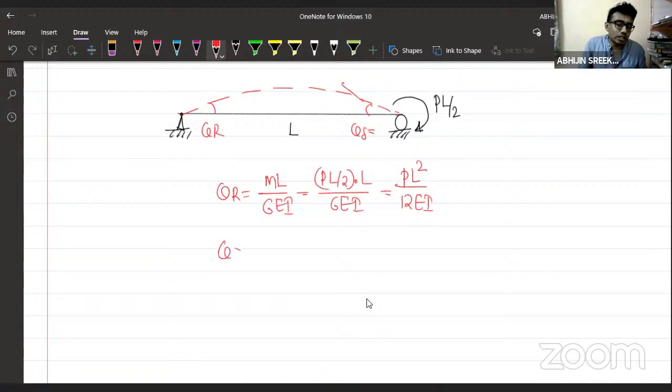What if I ask you the rotation at the near end? What will be your answer? Is it ML by 6 EI or is it ML by 3 EI? Which equation do we have to use? Exactly, we have to use ML divided by 3 EI. M here is PL/2, L here is L, and it is 3 EI divided by L.